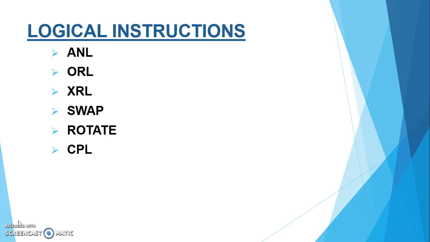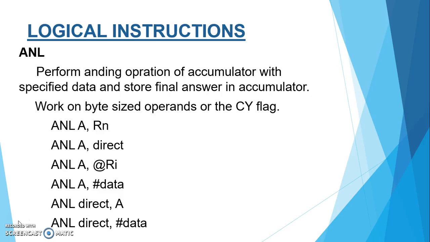Then next to that we have swap. Swap is to swap the content of two registers. We will highlight the swap instruction using an example. Then you have rotate instructions, and the last we will discuss in this lecture is complement, that is CPL. So moving on to the first mnemonic ANL, let us see the various formats in which we can write the instruction.